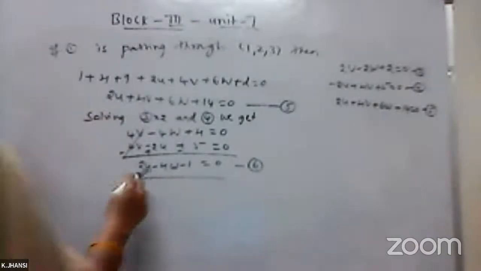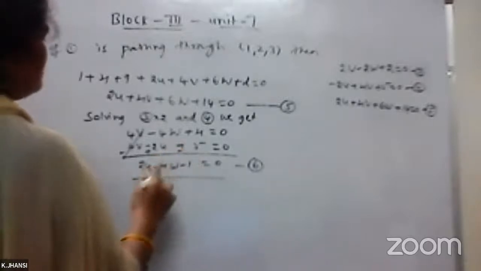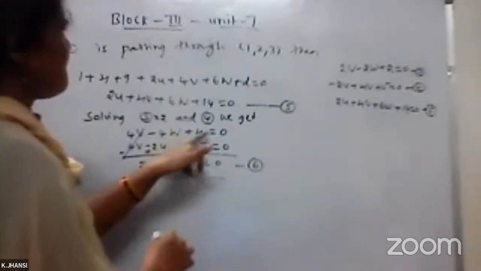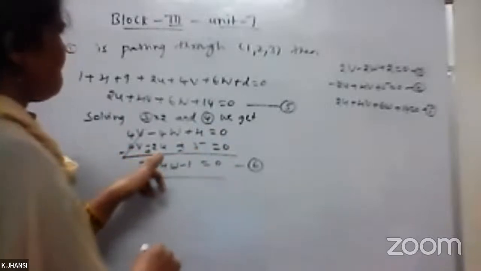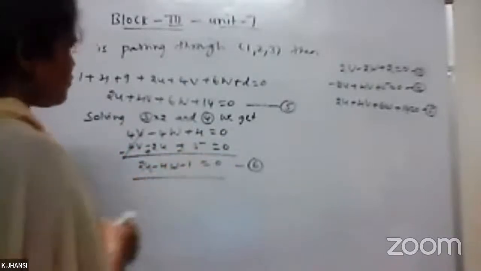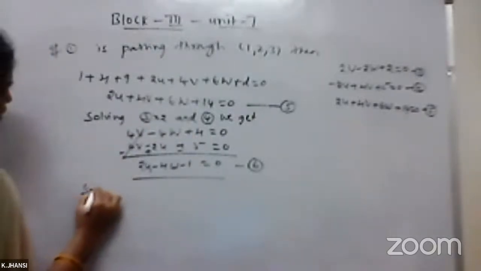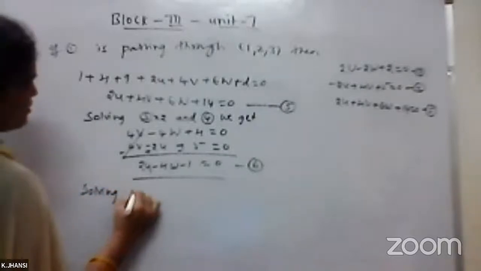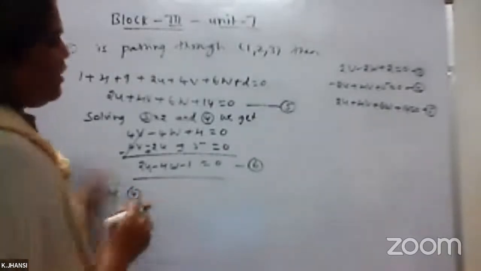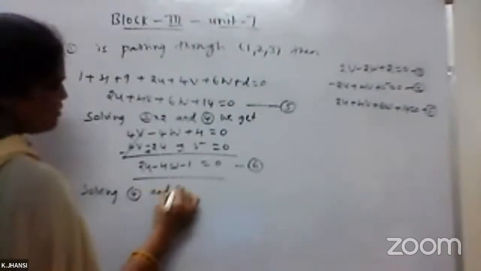So 2u minus 4w minus 4v plus 5 equals to 0. Okay. 4 and 5 you do. 3 and 4 we have done now. Solving. Fourth equation and fifth equation. 4 and 5.